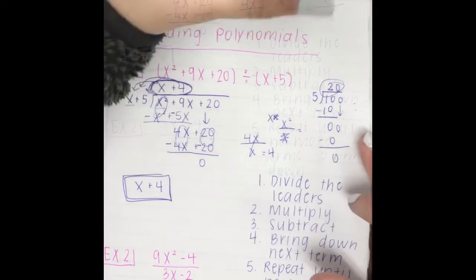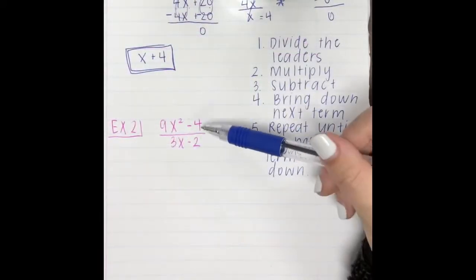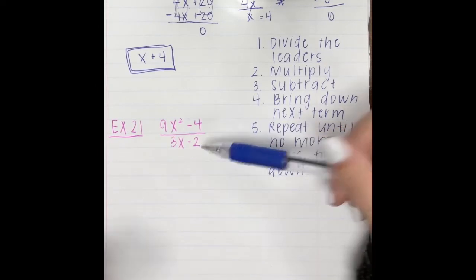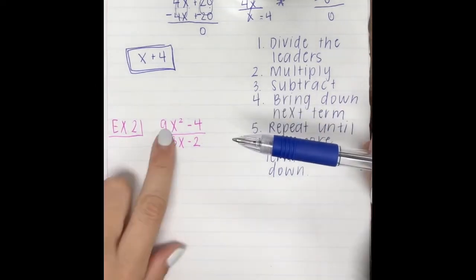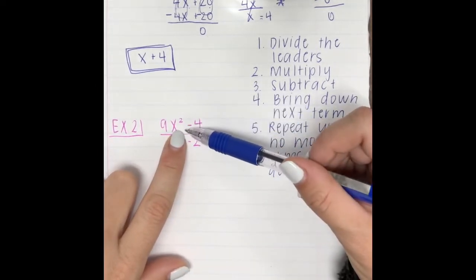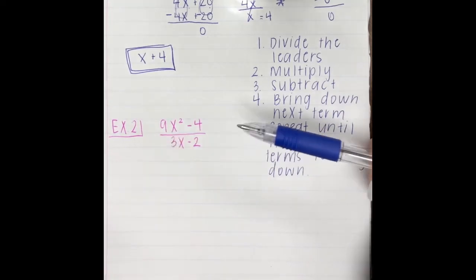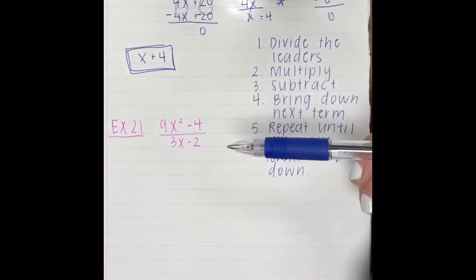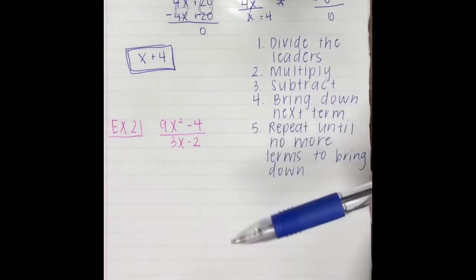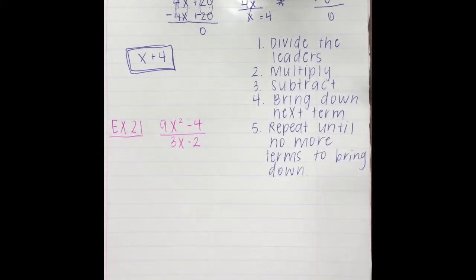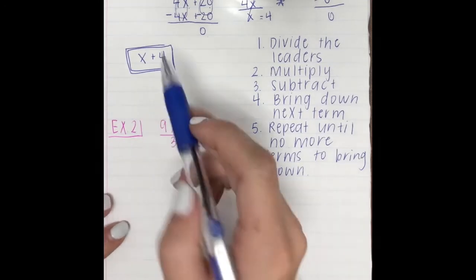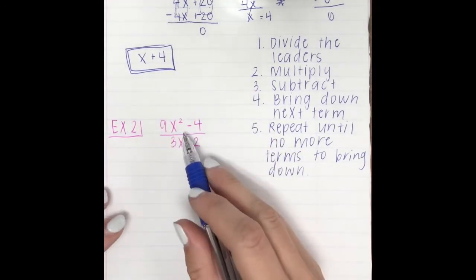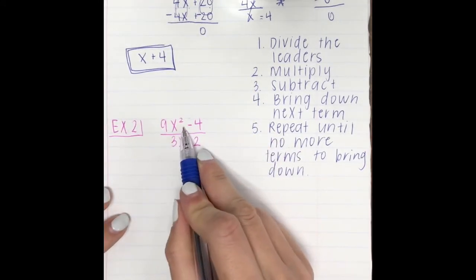Okay. All right, this next one, we have a binomial divided by a binomial. However, I see that I'm missing a term here, right? You could do what you did yesterday and see what you could factor out. Another thing you could do would be to do what we just did, right? But we're gonna put a placeholder here.